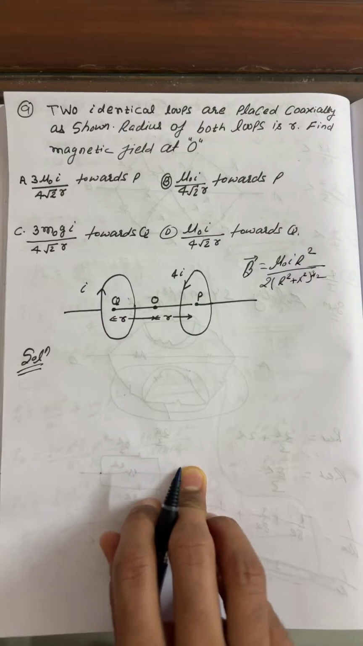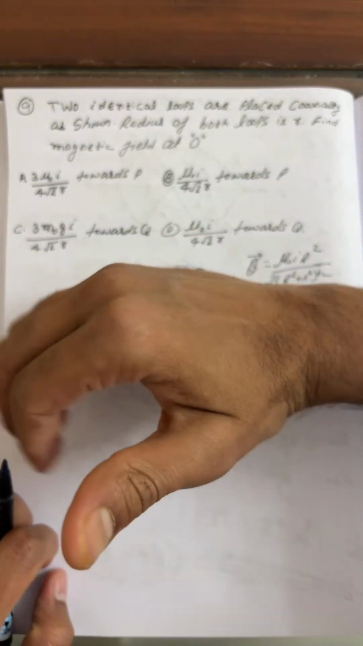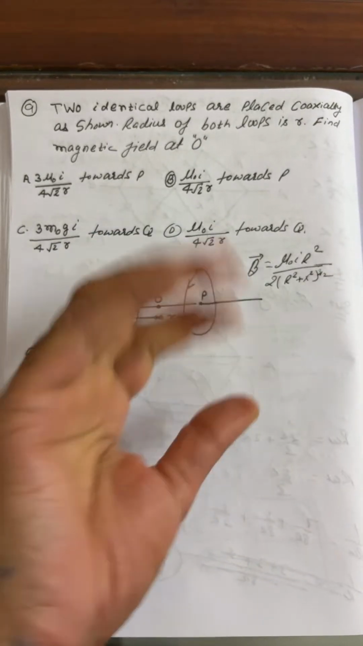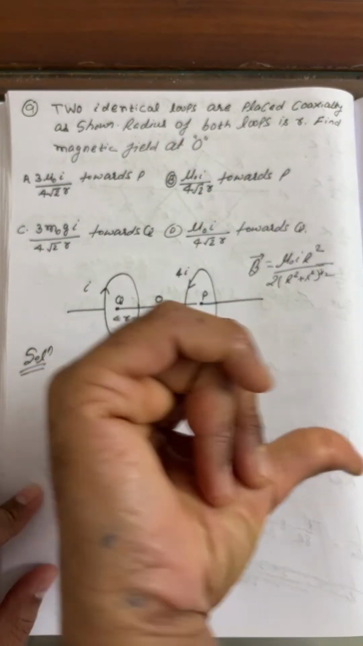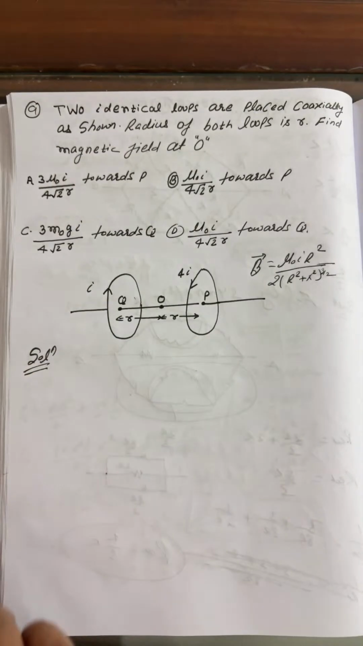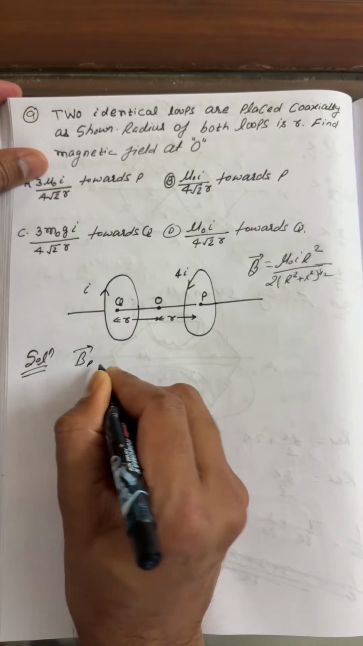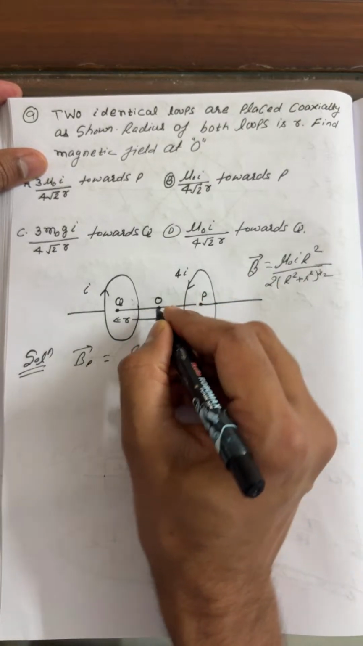Due to this current, you can understand the direction of the magnetic field. This one goes to the right, and this one goes to the left. So here you can see the magnetic field at point P. Just find one thing here.